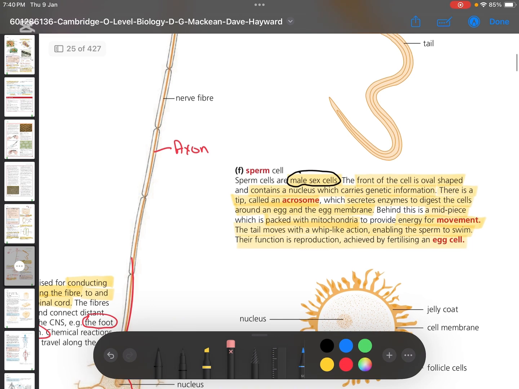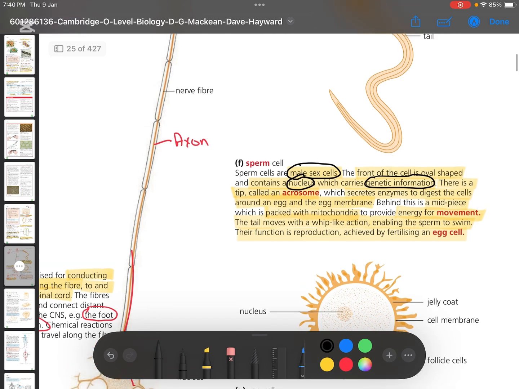So in front there's a cell. The cell is oval shaped and it contains a nucleus, of course, and the nucleus carries genetic information. We have discussed what the nucleus does. There's a tip called acrosome.